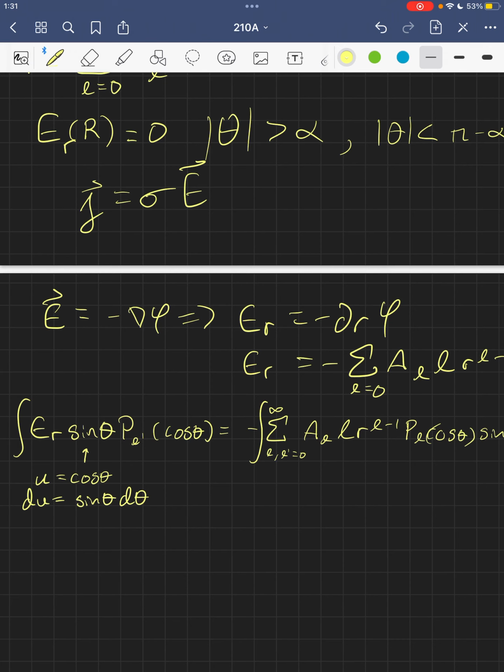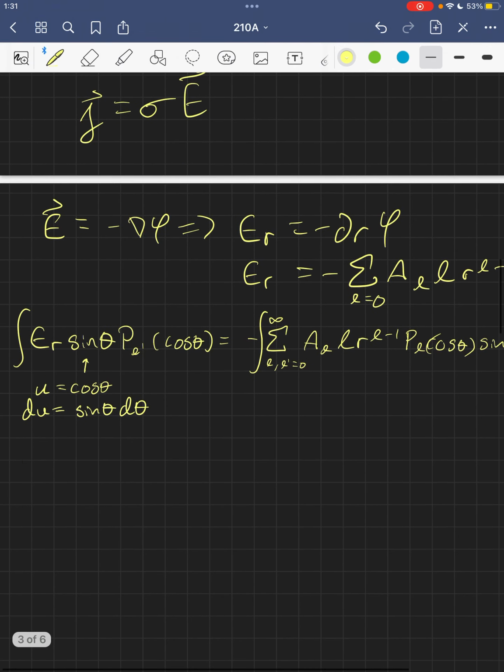Right. So doing this lets us integrate with a bound of -1 to +1, because normally our bound would be 0 to pi, right? So we can do -1 to +1.